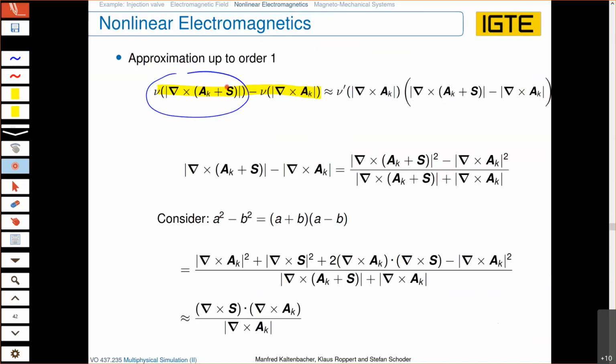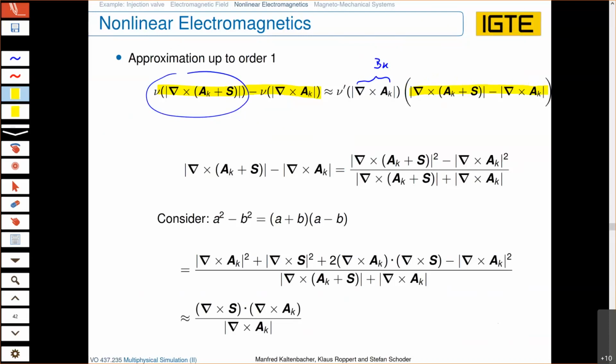In the Taylor series, you get then the first order term, which means you have to take the derivative of our reluctivity function depending on the magnetic flux density. And you have to evaluate it at A_k, or let's better say the absolute value of the curl of A_k, which we know is here B_k, which we can do. And in addition, we have this term here, which is a nasty term still, because that is the increment we have evaluated, the increment of the absolute value of the curl of (A_k + s) minus the curl of A_k.